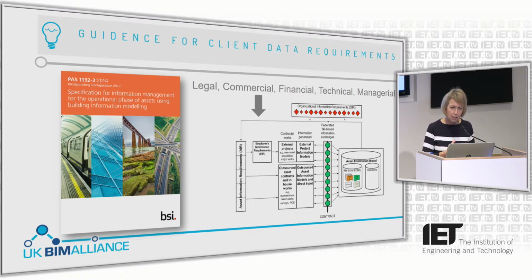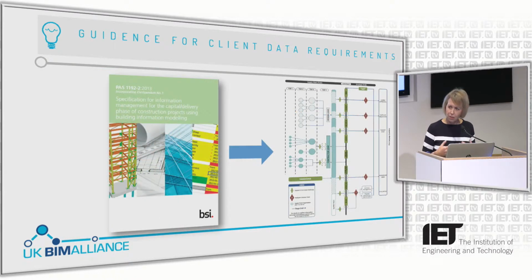It says we need to think about legal issues, we need to think about commercial issues, financial issues, technical and managerial issues. And actually, when you look at COBie, it picks up on all of those things, but it's maybe not quite obvious. And then a document that's very dear to our hearts in the UK is PAS 1192 Part 2, which was the first guide that was launched to tell us how to manage data and information.